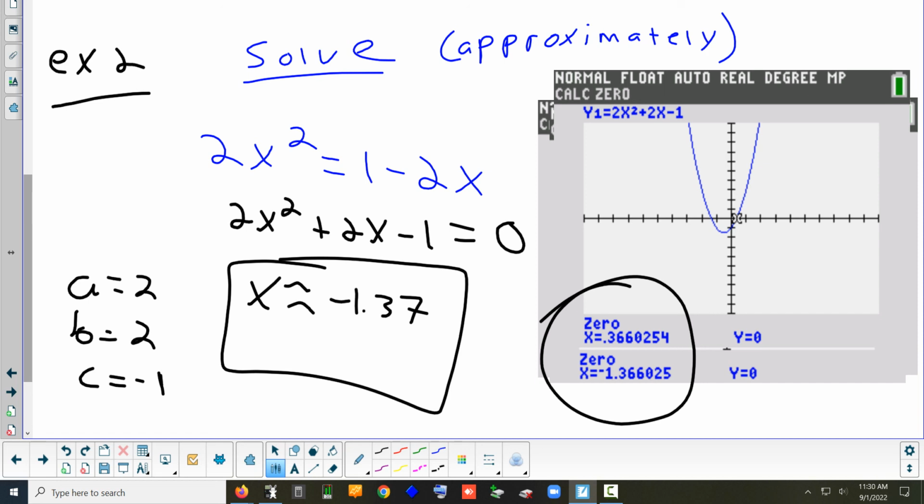Again, those are zeros. They're also called roots. They're also x-intercepts if you write them in a coordinate format. Any questions on how we used the zero feature to get those 2 numbers?